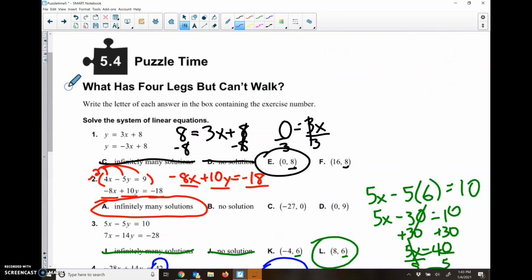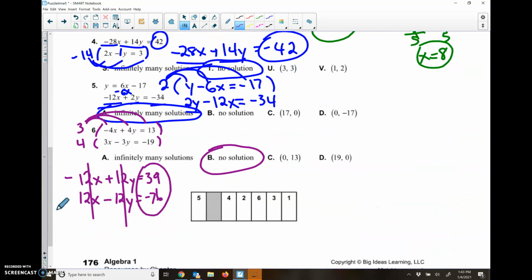So then the answer to our question, or to our joke, is what has 4 legs and can't walk? It is a table.